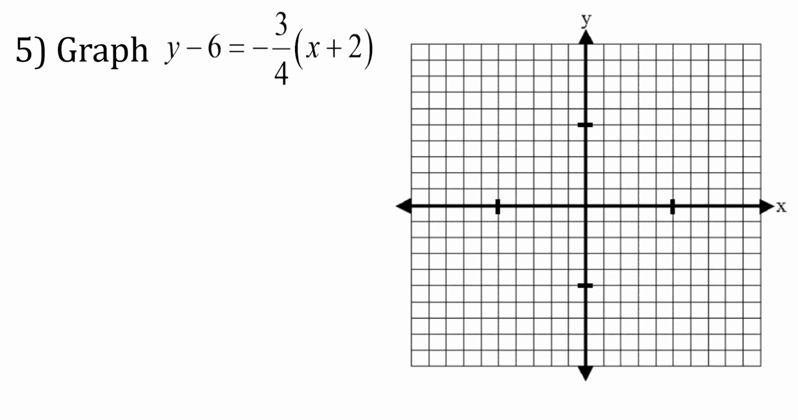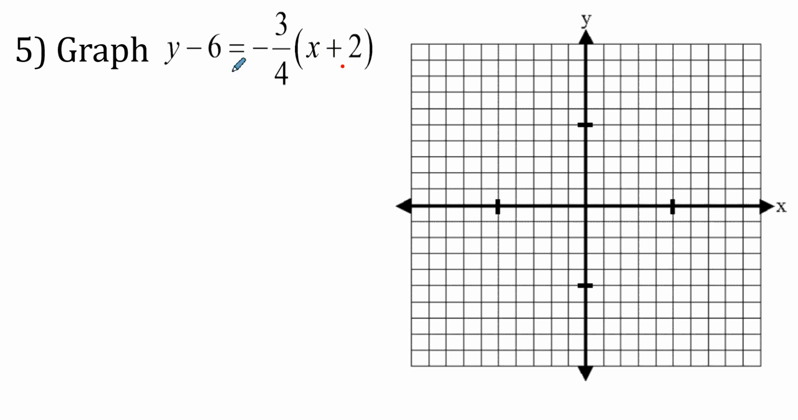All right, let's have you try this one. Graph y minus 6 equals -3/4 times the quantity x plus 2. What does this equation tell us about the graph? Well, first we know our slope is -3/4. That means we're going down 3 units and to the right 4 units to generate each new point on our graph.